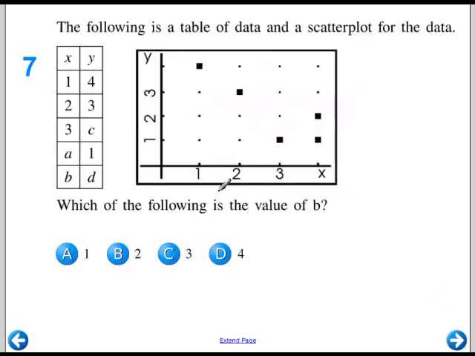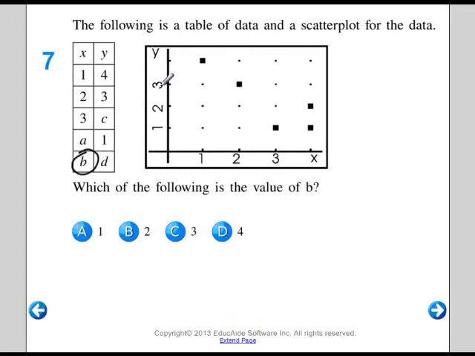Number 7. The following is a table of data and a scatter plot for the data. Which of the following is the value of B? So we are going to take our table here and match them up with the points here and see if we can figure out which point we're talking about. So let's start with (1, 4). That's over 1 and up 4. So that point's right there. That one's done. Okay, let's go to the next point.